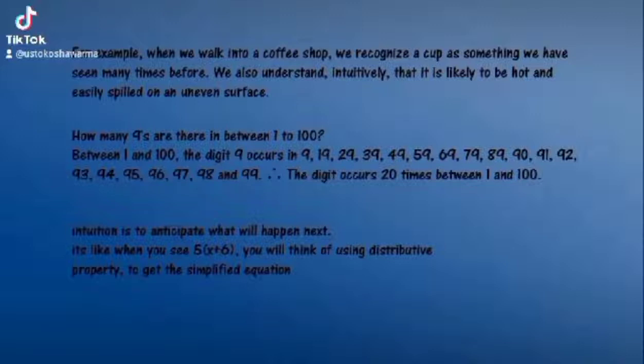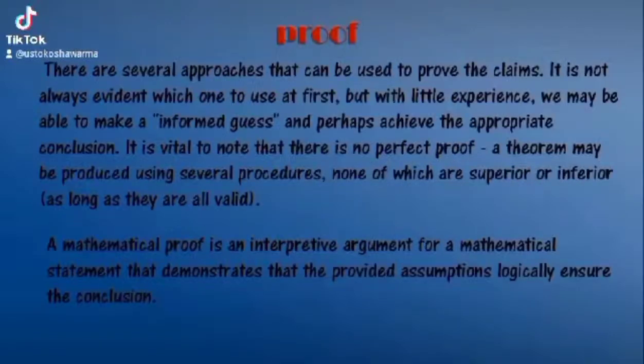And the next example is, how many nines are there between 1 and 100? To think of it, I don't know the answer, but between 1 and 100, the digit 9 occurs in 9, 19, 29, 39, 49, 59, 69, 79, 89, 90, 91, 92, 93, 94, 95, 96, 97, 98, and 99. Some smart kid really knows this. So the digit 9 occurs 20 times between 1 and 100.